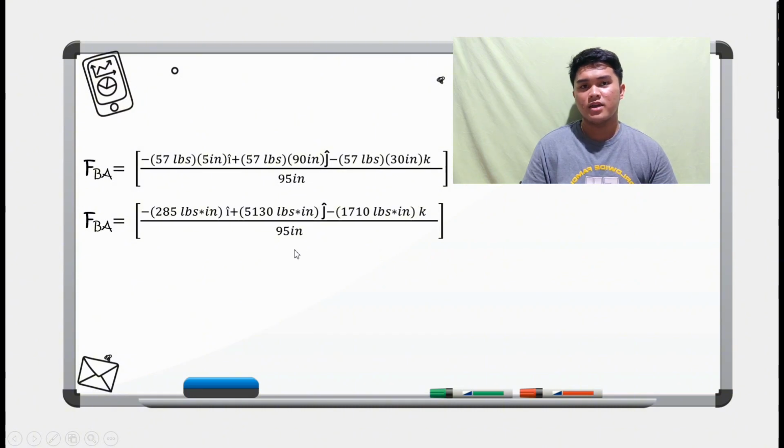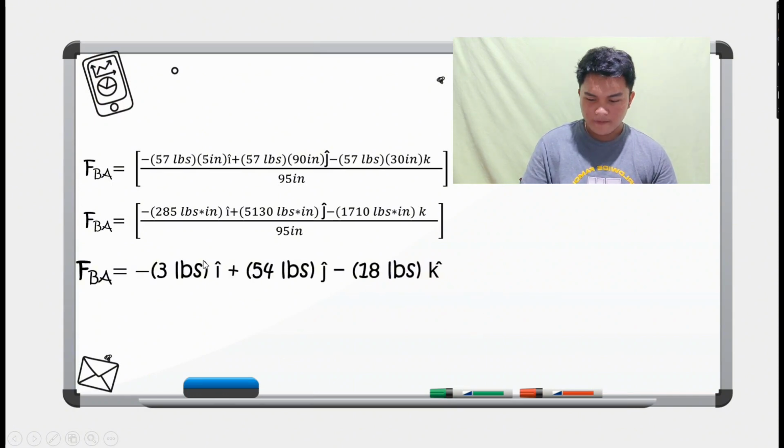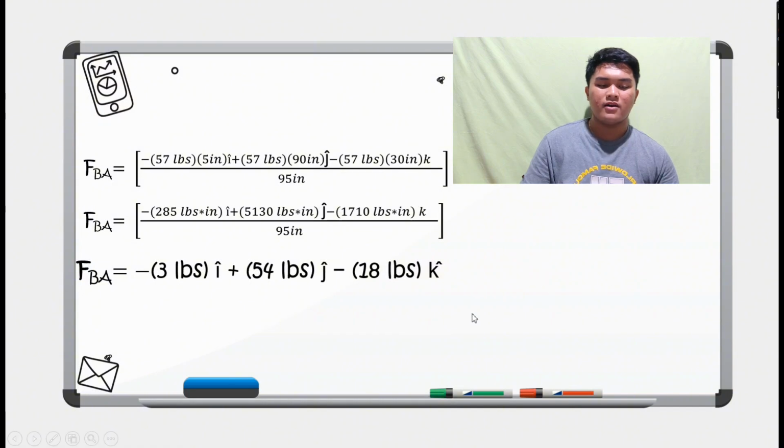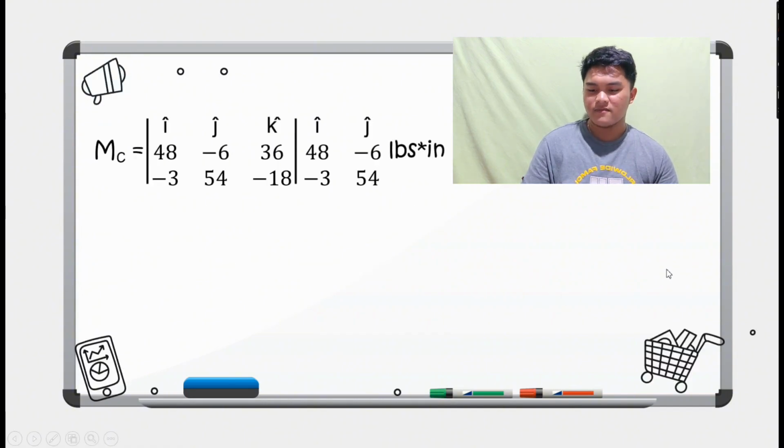If we further simplify this equation, we will get our components of FBA. By dividing the numerator by the denominator, we will get these components. So our FBA is now equal to negative 3 pounds in the i hat plus 54 pounds in the j hat minus 18 pounds in the k hat. Since now we have the components of our RCA and our FBA, we can now find the value of our MC. To find the value of our MC, we are going to form the components that we got earlier in matrix form.